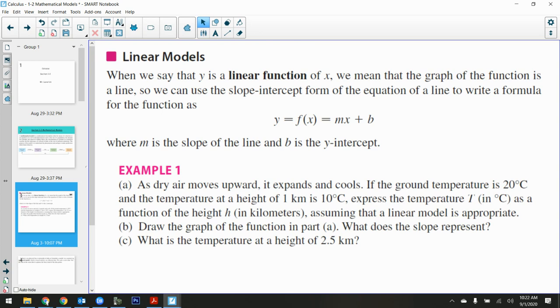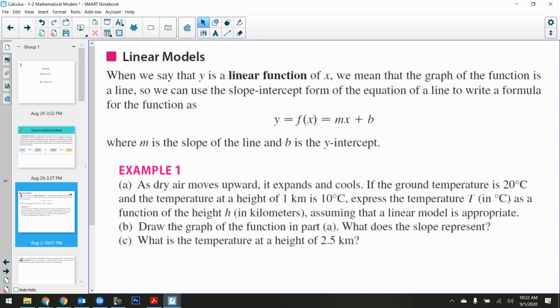So, for example, here's the first example that we have. As dry air moves upward, it expands and it cools, up into the atmosphere. If the ground temperature is 20 degrees Celsius and the temperature at a height of 1 kilometer is 10 degrees Celsius, express the temperature T as a function of the height h. It's always very important that you think about how the problem is worded, and it's especially important when I talk about how you're defining the function. Express the temperature T as a function of the height h.